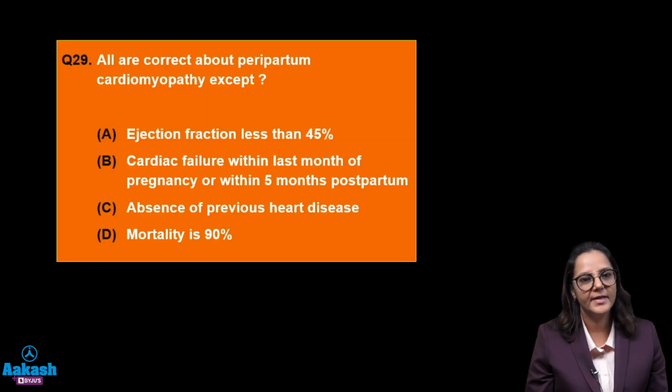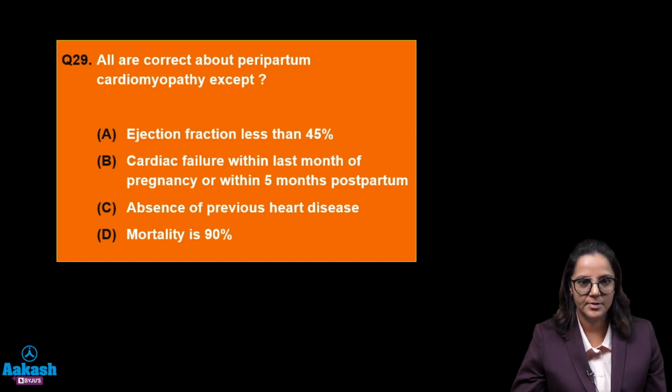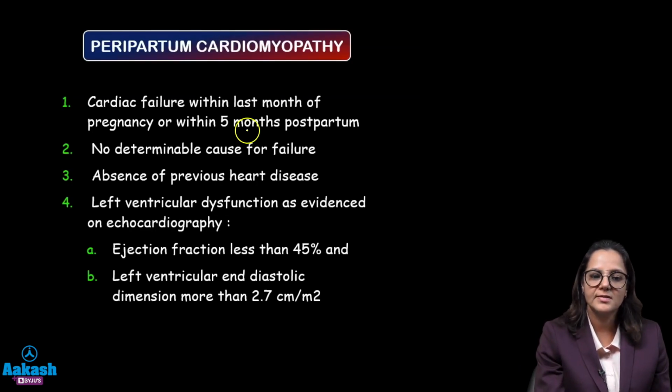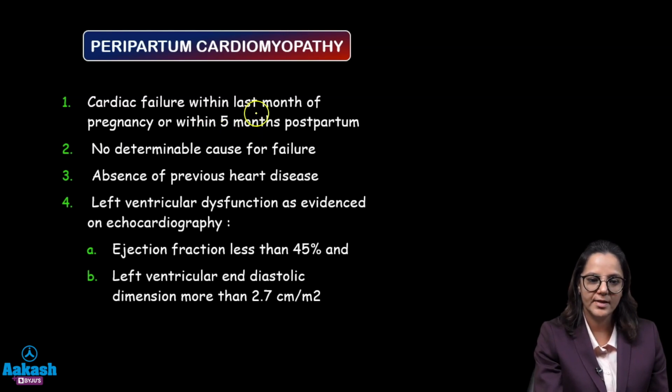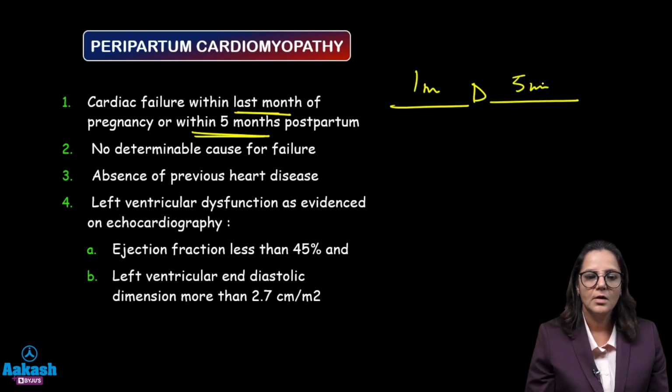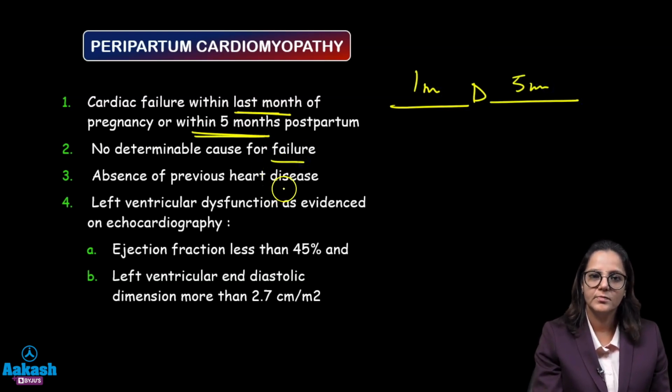All are correct about peripartum cardiomyopathy except. So let's go through a solution first. What is peripartum cardiomyopathy? When there is cardiac failure within last month of pregnancy, or within 5 months postpartum. Okay. So suppose she has delivered here, in this 1 month prior to delivery and 5 months postpartum. There is no cause for failure. There is absence of any previous heart disease, and there is left ventricular dysfunction.